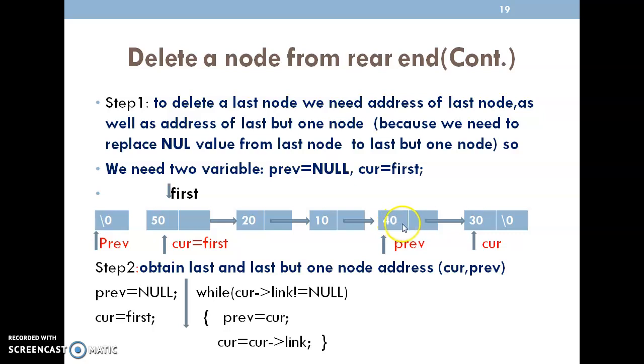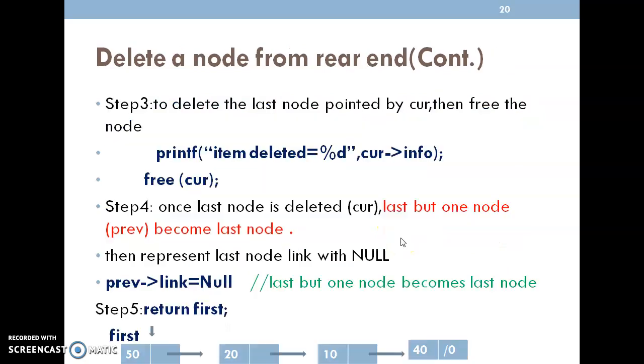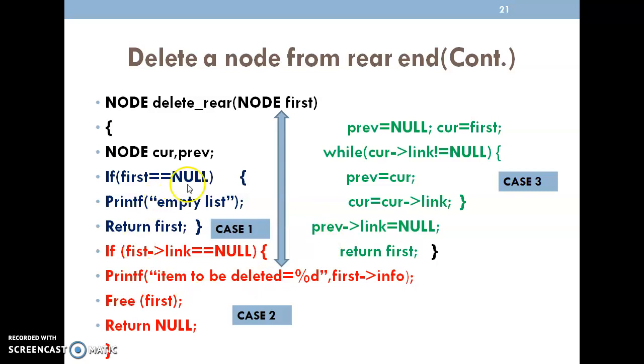Then the last node always contains the null character, for that sake we have to represent previous pointer link equal to null, then always return first. Okay, and all these operations are written in a single function, like case 1 for list is empty, case 2 for if the list contains a single element, case 3 for if the list contains more than one element, or you can say more than one node.